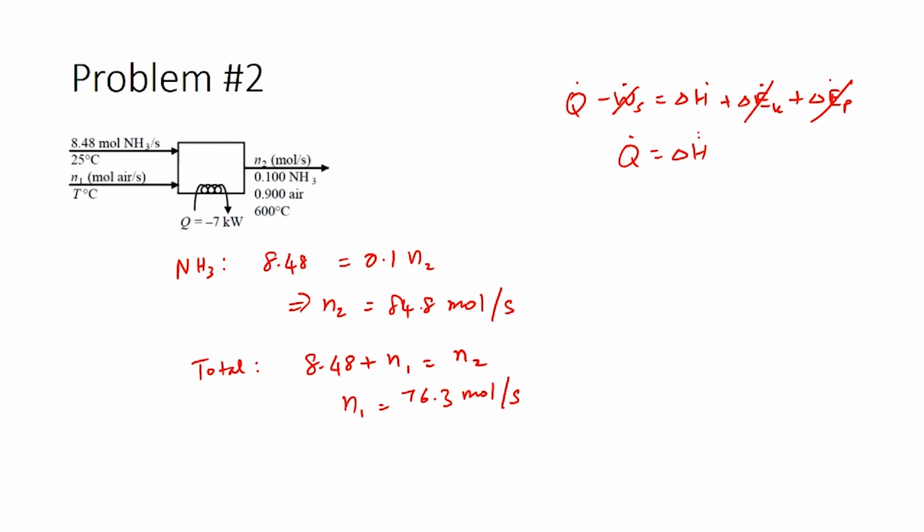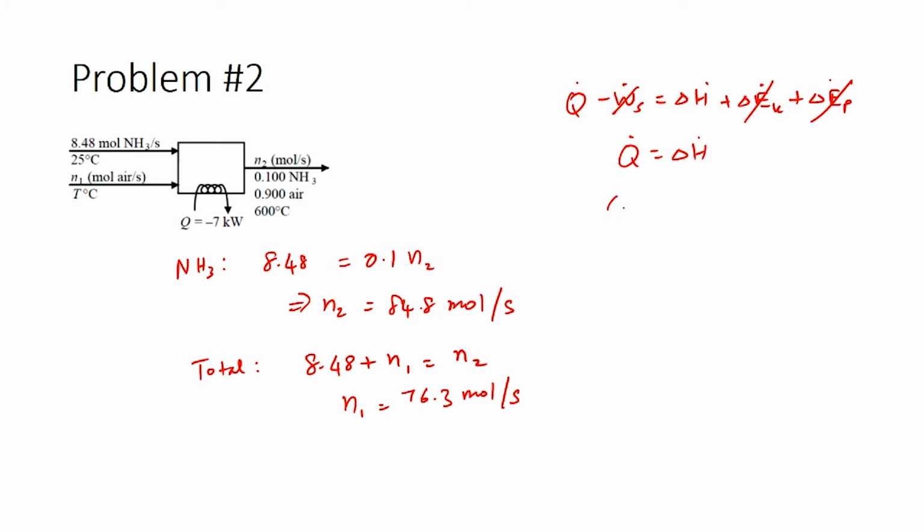So, now we need to calculate the delta H dot. We can calculate delta H dot for the inlet ammonia and the outlet mixture which is leaving the system. However, we cannot calculate the enthalpy of the air which is fed into the system because the temperature is not known. However, the equation can actually be used to calculate the temperature. So, let us see how we would go about doing this.